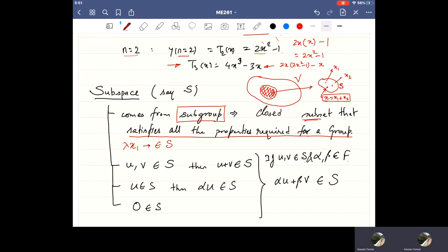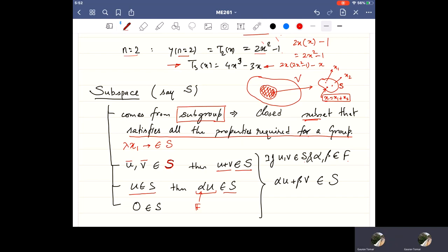So formally you'll write it this way: if two vectors, let's say U and V, belong to a subset S of V, then U plus V also belongs to S. The next property is the scaling one that we mentioned. If U belongs to S, and you scale that vector by alpha using the field F, then alpha times U will also belong to S.